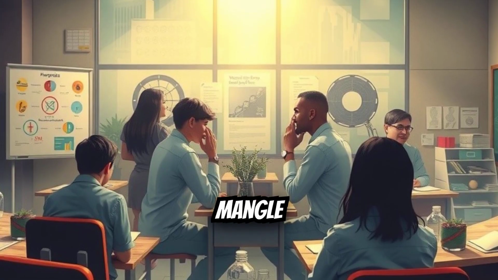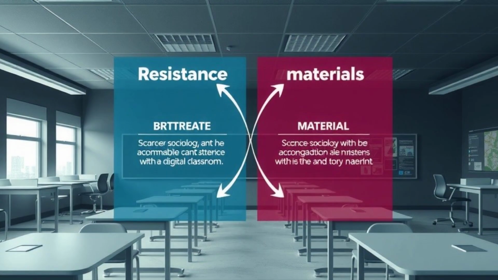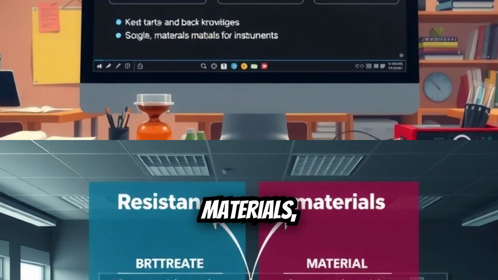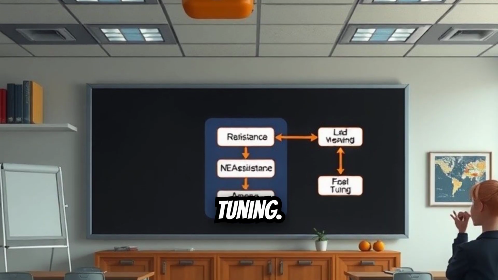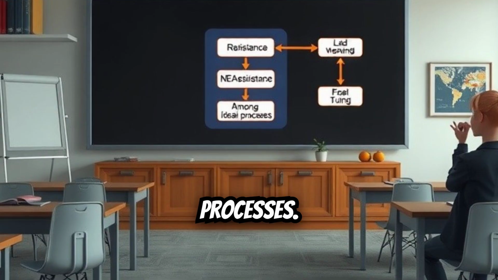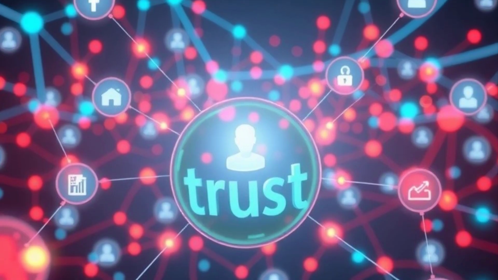Pickering described the mangle of practice. Knowledge comes from resistance and accommodation between theory, materials, and instruments. The protocol checks named resistance and tuning. It flags smooth, idealized processes.